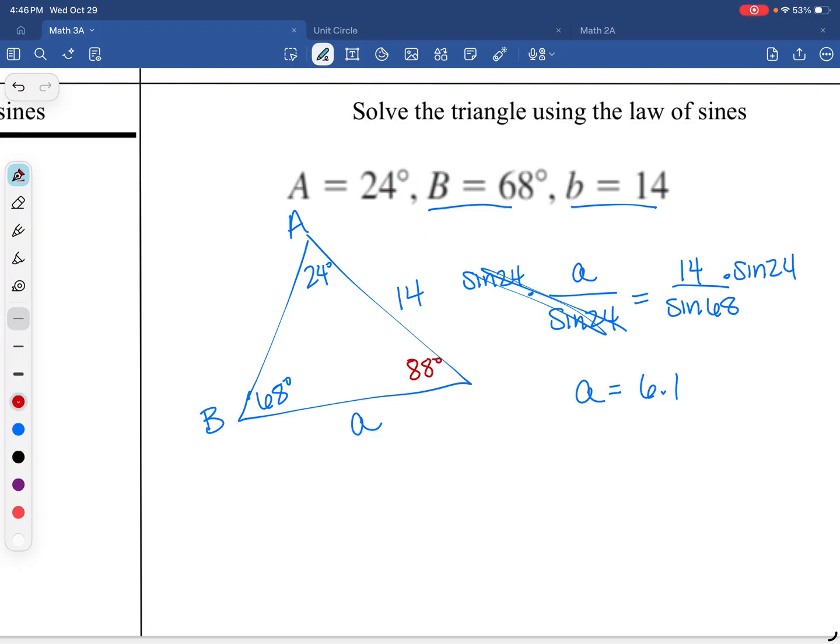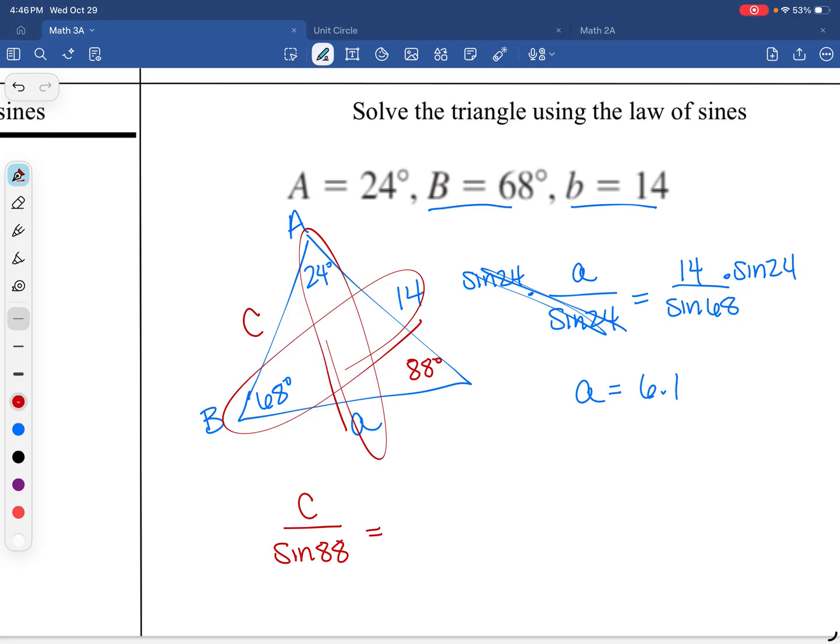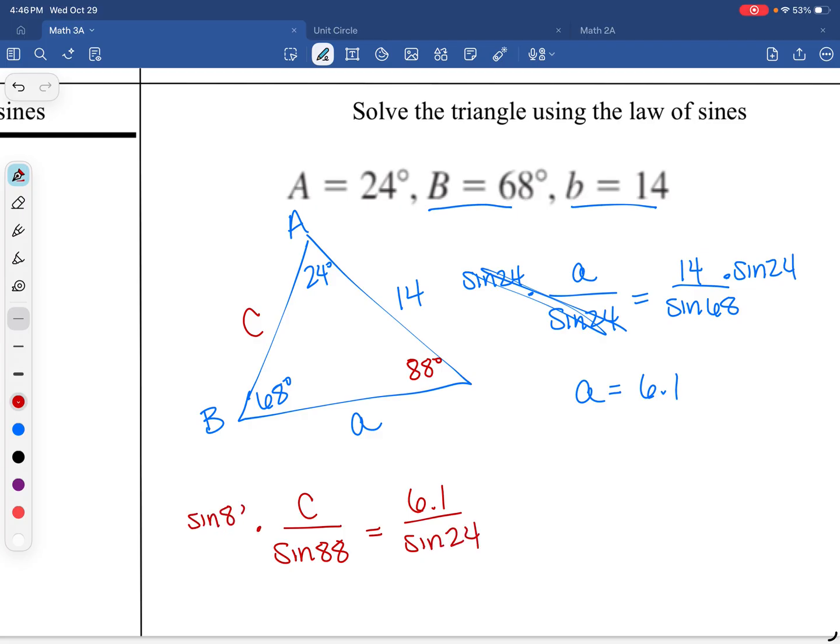Okay, this is the biggest angle, so this side over here needs to be bigger than 14 when we solve for it. So if we're looking for C over sine 88, that will equal, we could use either combination, whichever one we want, because we have full things. Let's use the one that we just figured out. So A is 6.1 over sine 24. Okay, and then we'll multiply the sine 88 out and throw it in the calculator.